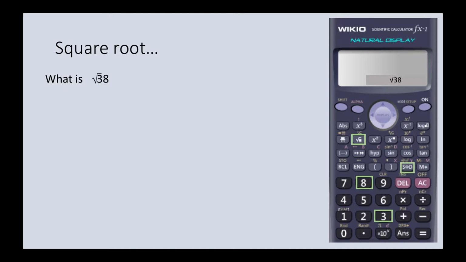If I press equals, it might just continue to be the square root of 38, and that's when I need to press this button here. So if you get nothing for an answer and it just comes up like this, if you press this SD button, it will give you an answer, giving us 6.164414003. So let's just round that up to 6.16 to 2 decimal places.